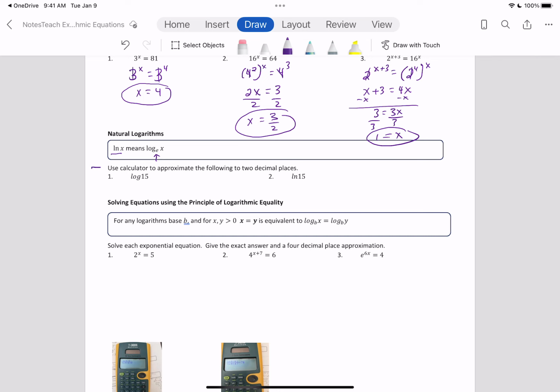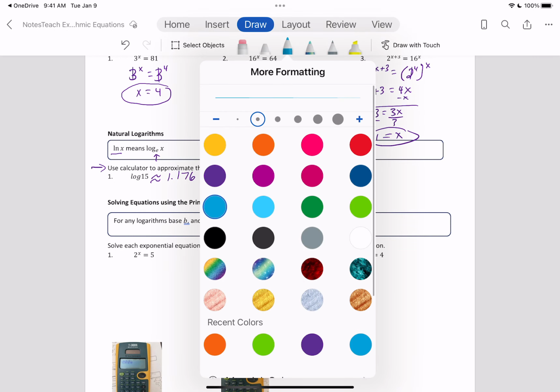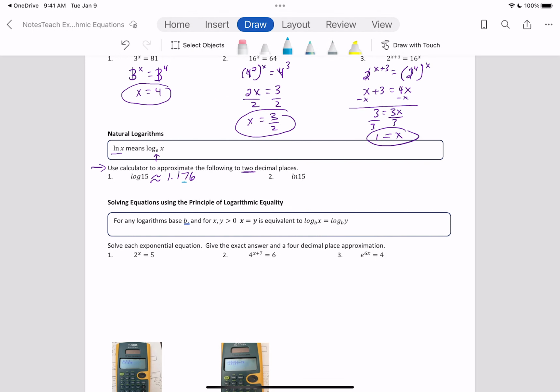And the first thing that we're going to do is just using those buttons on your calculator. So you see this problem says use your calculator to approximate the following to 2 decimal places. So all I'm asking you to do is find the log button on your calculator and enter log 15. When I did that, I got 1.176. If we want 2 decimal places, this is the second decimal place. So that's going to round up to 1.18.